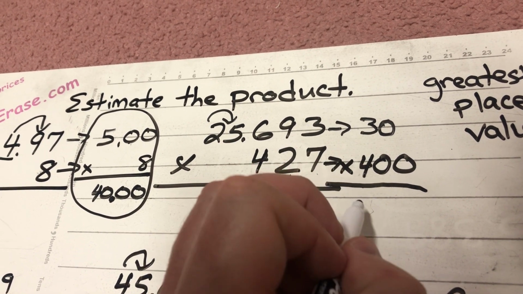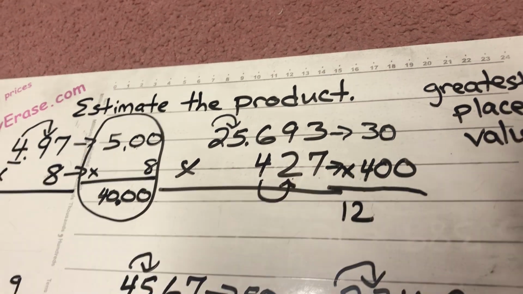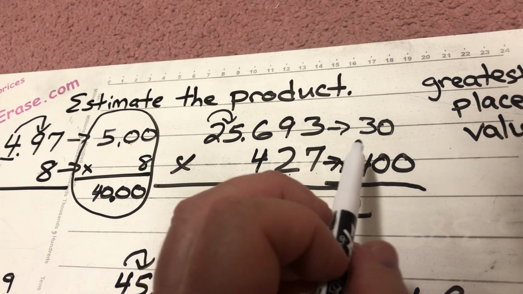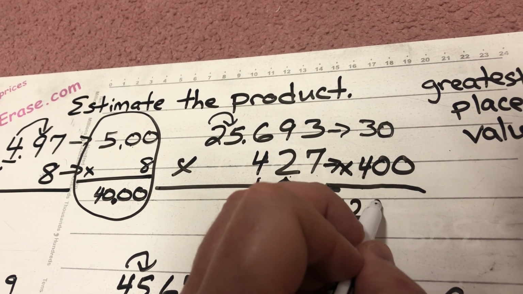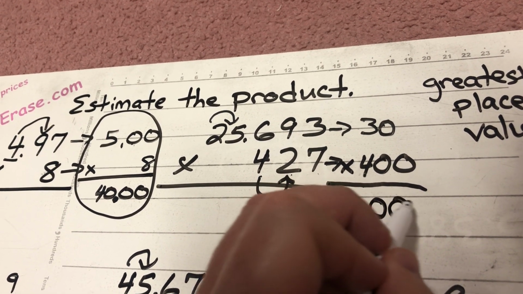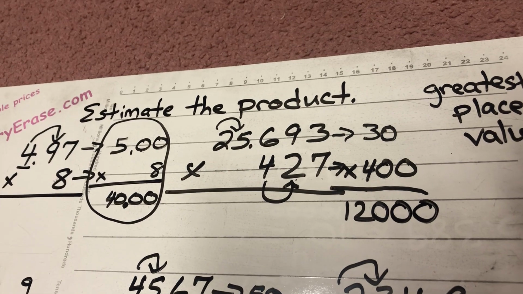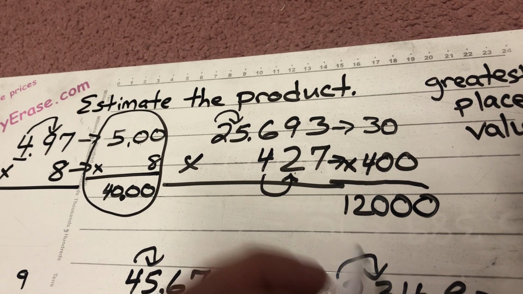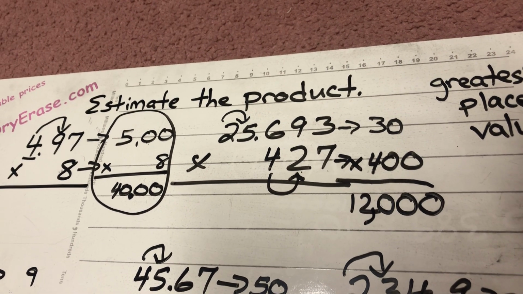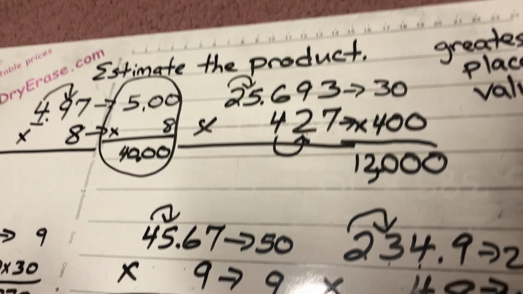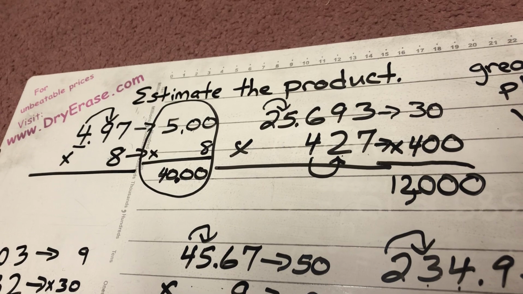Because 3 times 4 is 12. And then I add my 1, 2, 3 decimals. 3 zeros after the decimal. 1, 2, 3. I end up with 12,000. All right, so talk to you later, 5th grade. That is estimating the product.